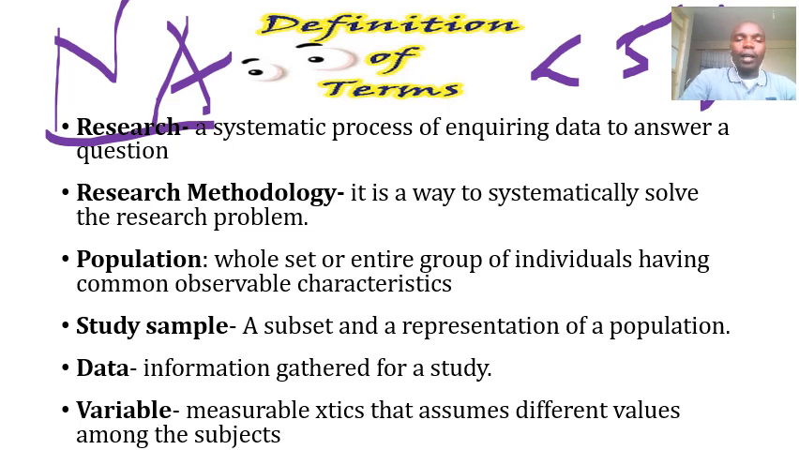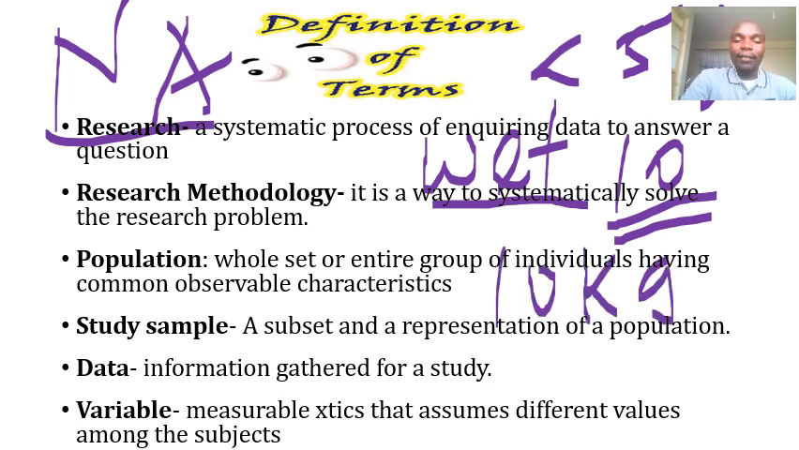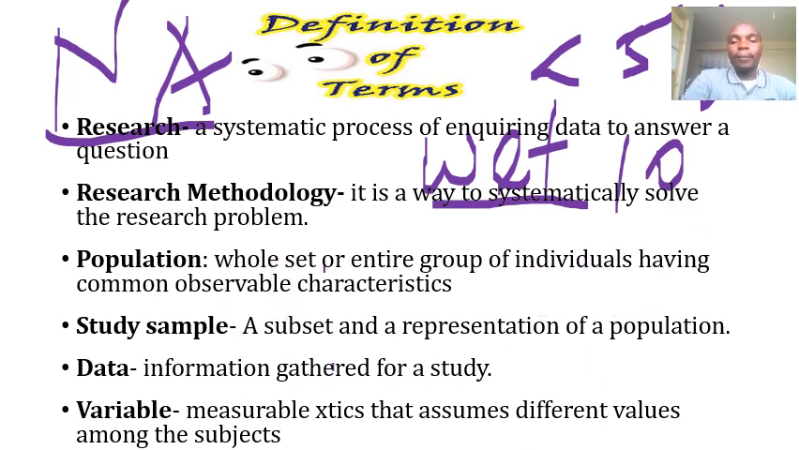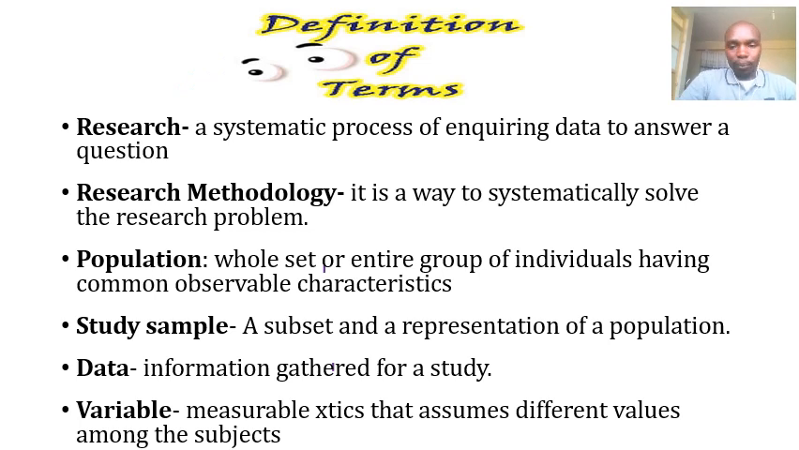So one of the things that you're going to measure is weight. So weight here becomes a variable, and we are saying that it assumes different values. This is because if you are going to weigh 10 children, all of them are not going to have 10 kgs. You find that one is having 10.1, the other one is having 10.2, the other one is having 13, that's why we are saying that it assumes different values in a population or amongst the subjects. So that's very important for you to note. That point is very important.